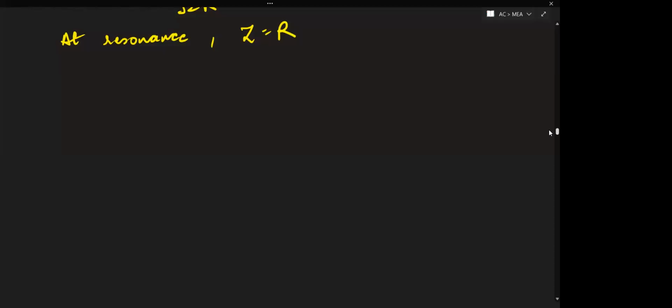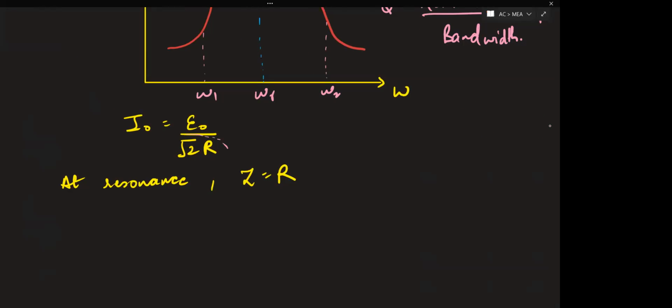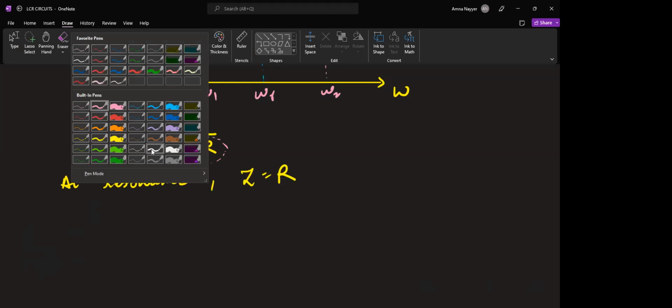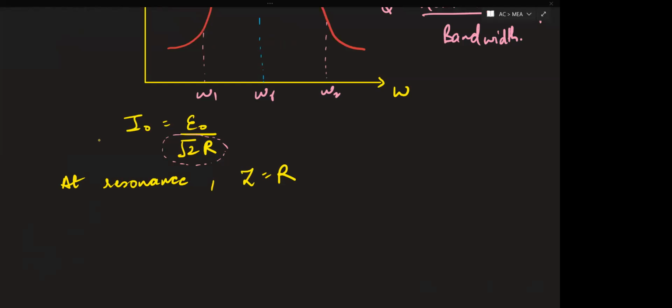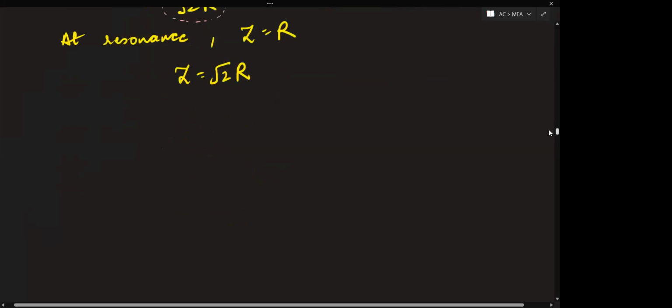Fine. Now, here, if we are referring to resonance, Z is equal to R. But here, if you notice, this is root 2 R. So the impedance for this part becomes root 2 times R. It means we'll not write Z as R; we'll write Z as root 2 R, because this is for the Q factor, the quality factor.